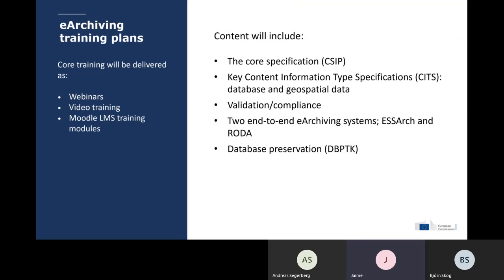So the core training will be delivered in the form of webinars like this, video training, and training modules in the Moodle learning platform. And the content will include things like the core specifications, CSIP, key content type information, specifications like those for database and geospatial data, validation and compliance, end-to-end eArchiving systems like Rhoda and ESSArch, and data preservation tools. So there's a lot to look forward to over the coming months and years.